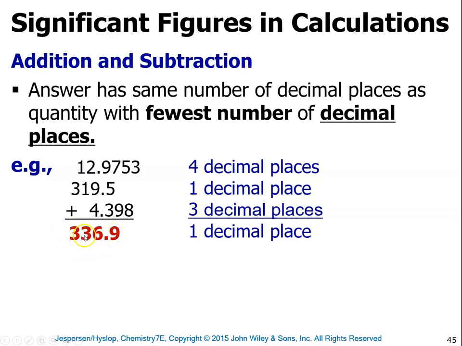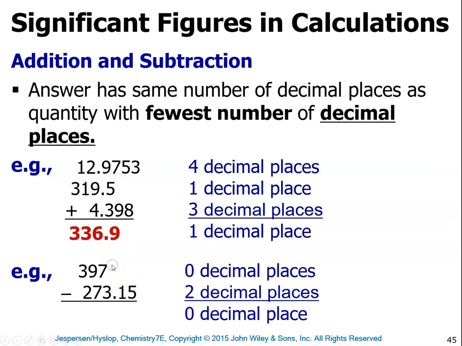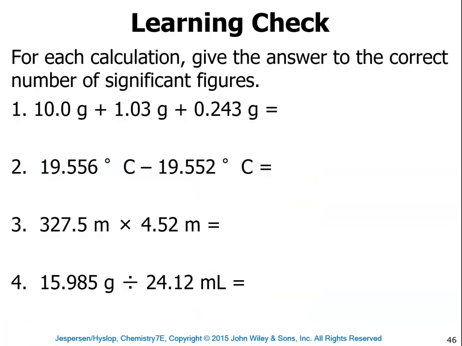So 336.9, that's going to be my answer. If I do subtraction, same thing. This first number has 0 decimals, the second has 2. My final answer should be expressed with 0 decimal places. So that's just a little bit of information about significant figures and how to use them appropriately in calculations.